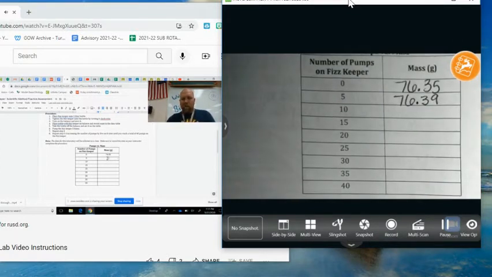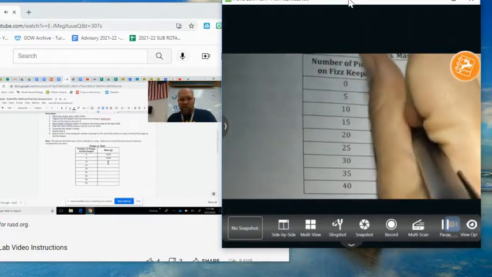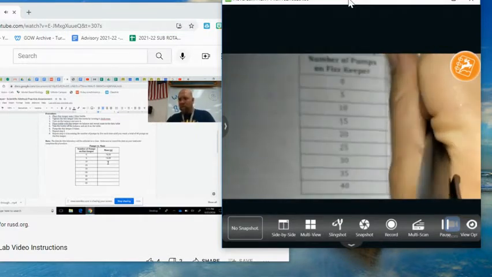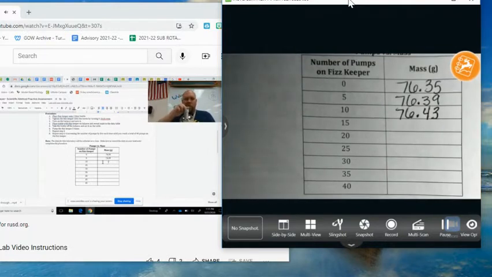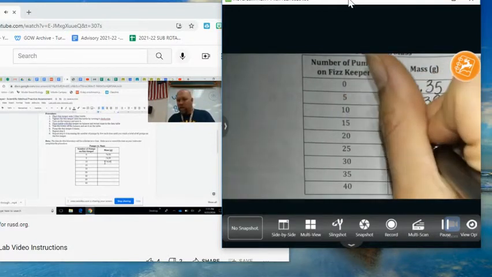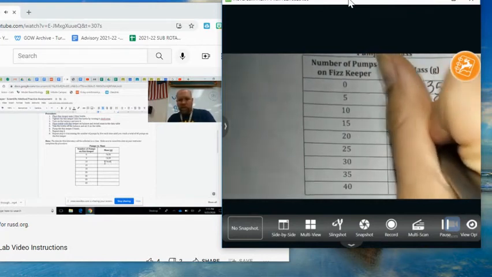Okay, now I'm going to take it off, pump it 5 more times. 1, 2, 3, 4, 5. Weigh it again. 76.43 grams. Take it off, pump it 5 more. 1, 2, 3, 4, 5. And this time I get 76.46 grams.